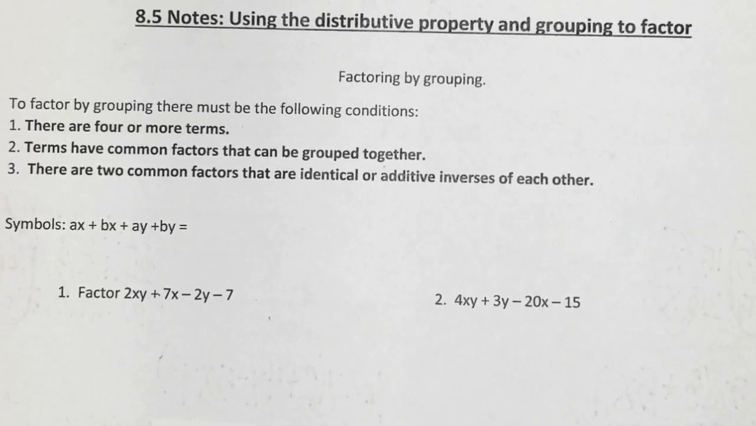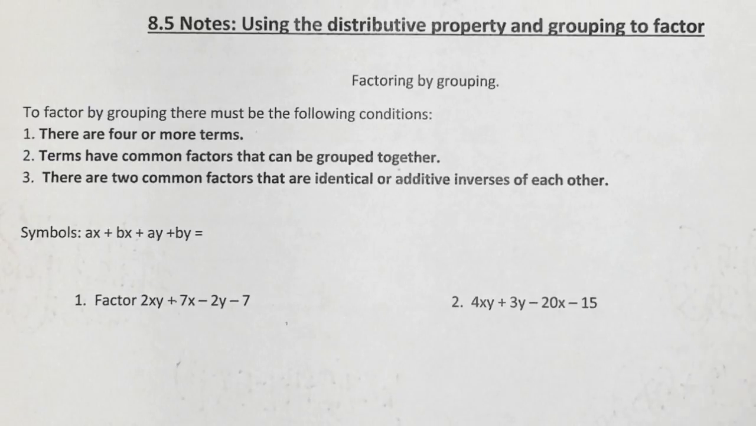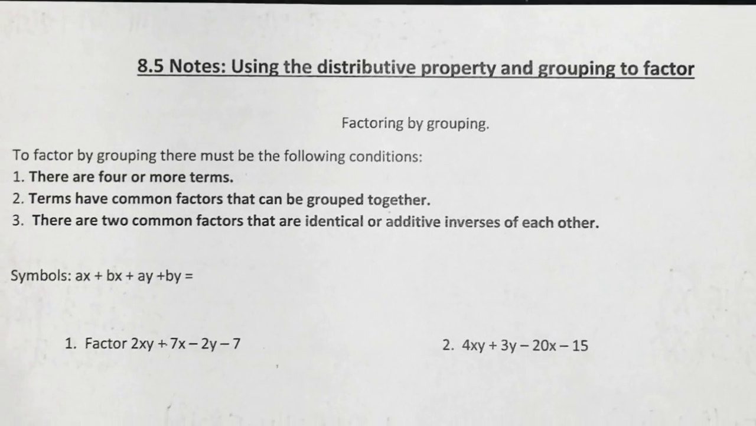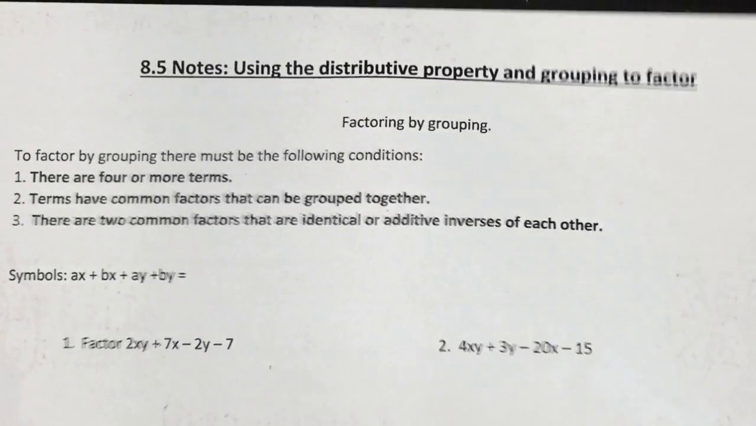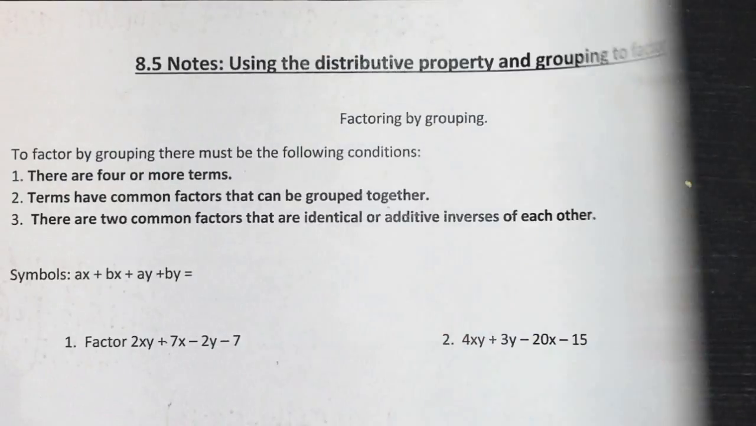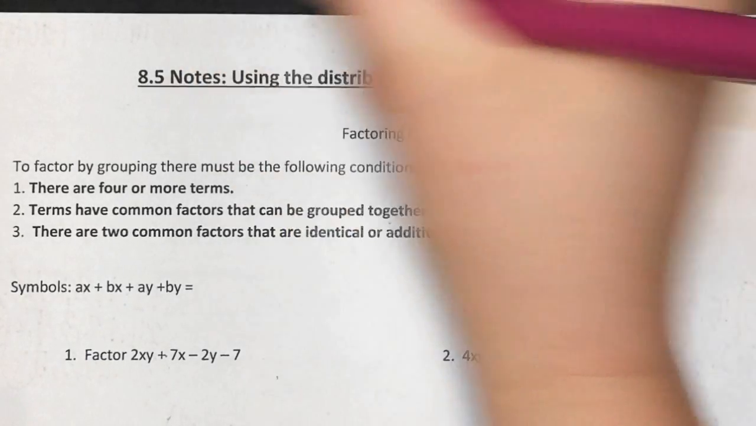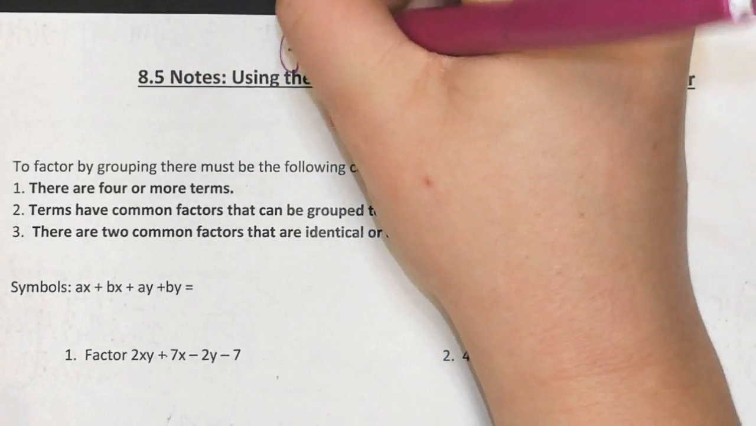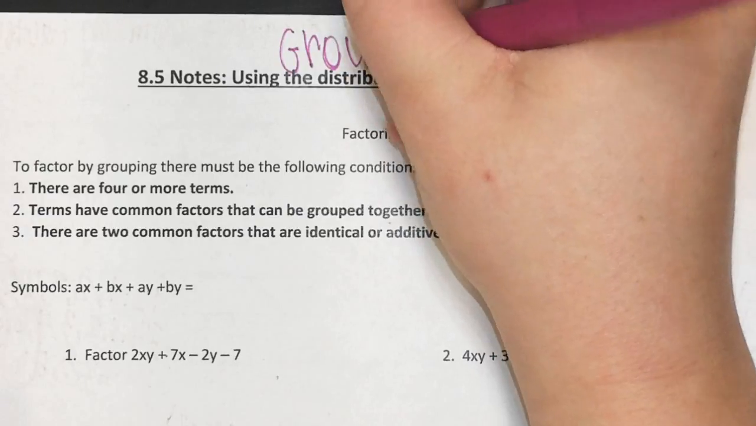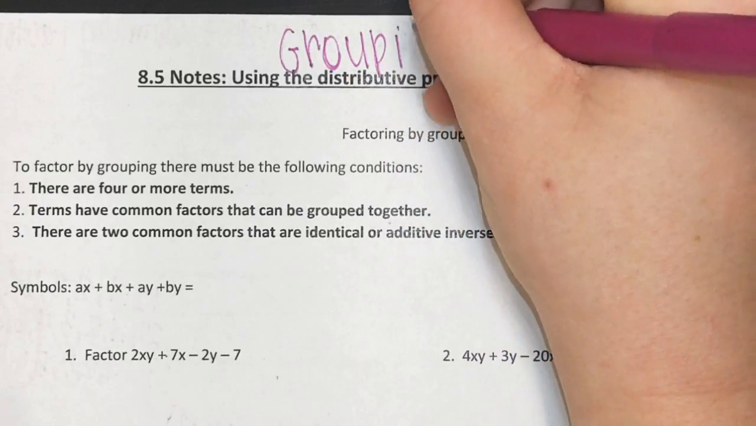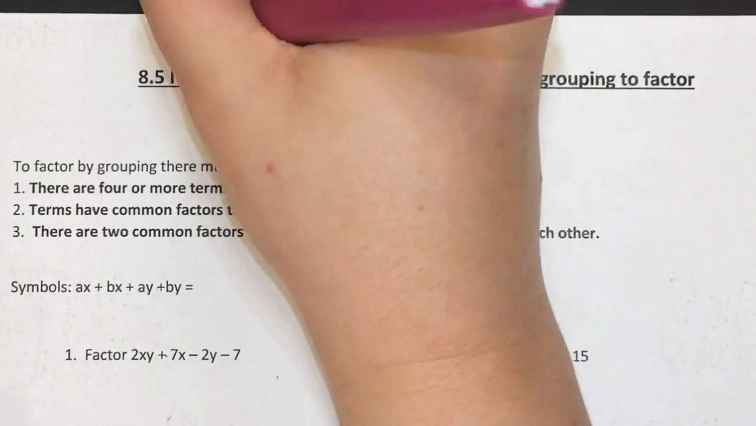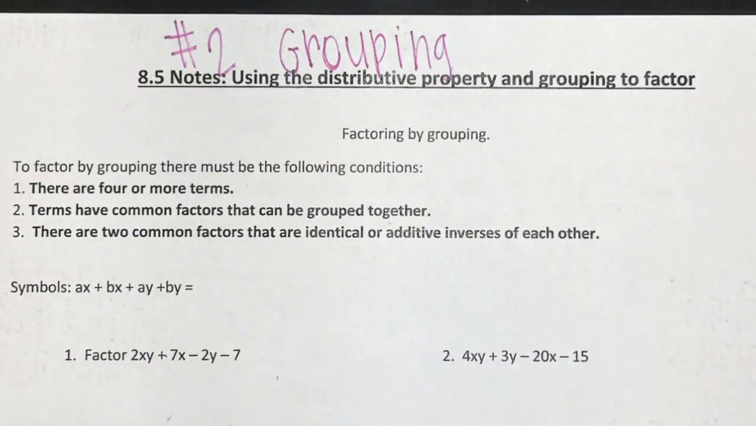All right, today we are going to learn our second way of factoring. So the first way is GCF, which we learned last week, and it is on the back of this note taker. So we're looking at the back, and this way is way number 2, and it's called grouping. So write grouping at the top of your paper. This is way number 2.